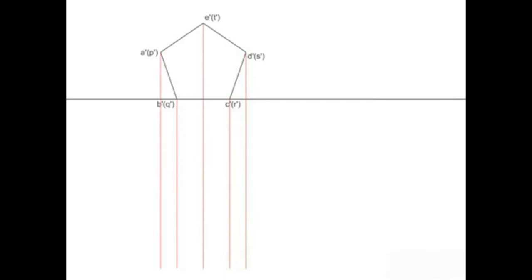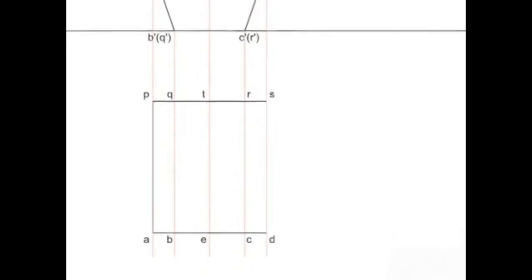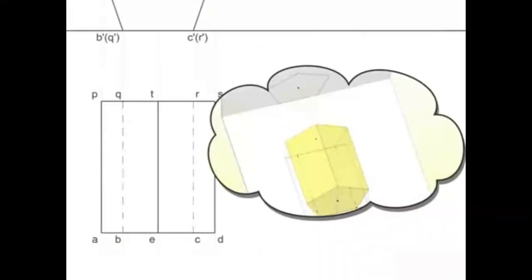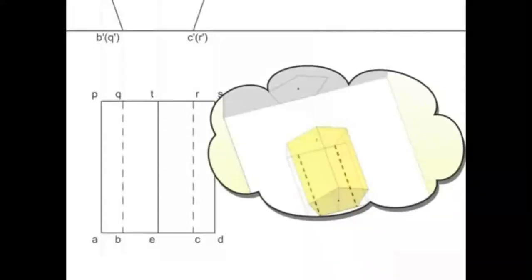Next, for the top view, the projectors are drawn from the front view below XY. A horizontal line parallel to XY is drawn to intersect the vertical projectors at points P, Q, T, R, S. Then, at a distance of 120 mm, draw a horizontal line that cuts the vertical projectors at A, B, E, C, D. This develops the prism. Here, observe that the lines QB and RC are hidden lines.